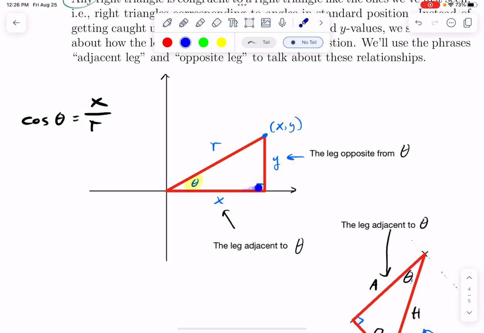It's measuring a leg. A right triangle has a leg and a hypotenuse. And it's the leg adjacent to theta. Here's the angle theta, here's the hypotenuse, here's the leg that is right next to theta. So we're going to call this the adjacent leg. X is measuring how long the adjacent leg is. R is measuring how long the hypotenuse is.